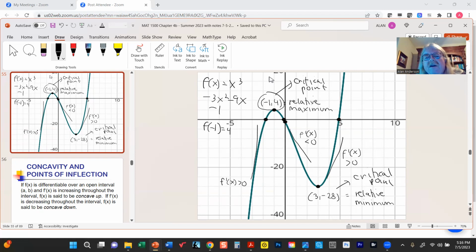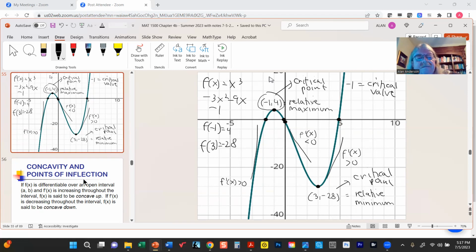So this ordered pair -1, 4, we call it a critical point. The -1 is called a critical value. That's the value of x at which the function either reaches a maximum or a minimum. And then we do the same thing down here for 3. It turns out that f of 3 is -28. And so this is a relative minimum. You can tell by looking at the slopes on either side of that point.